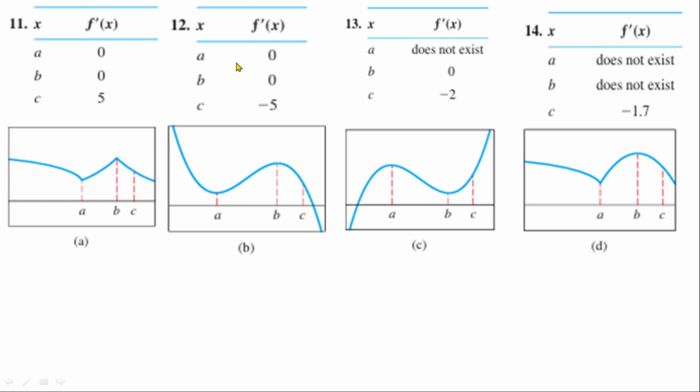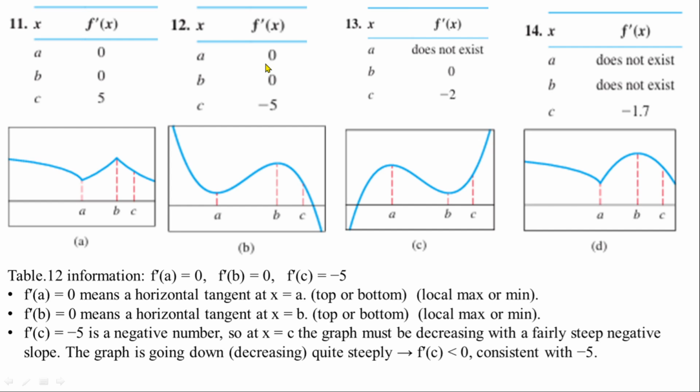That is f dash of A equal to 0, f dash of B equal to 0, and f dash of C equal to minus 5. F dash of A equal to 0 means a horizontal tangent at x equal to A. That may be top or bottom, local maximum and local minimum. Here there are local maximum and local minimum at A and B. That slope is decreasing at C.